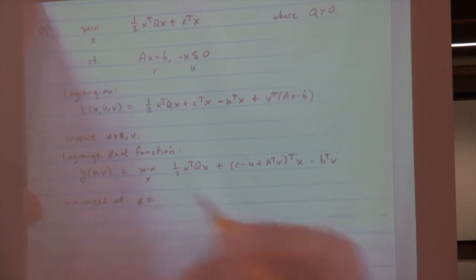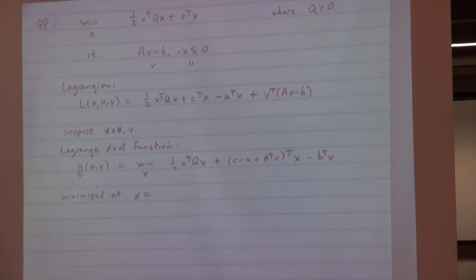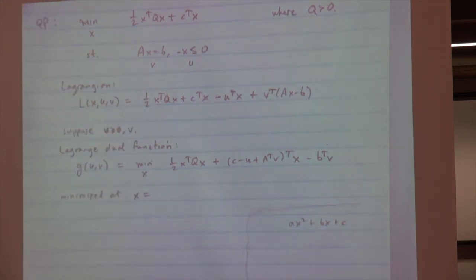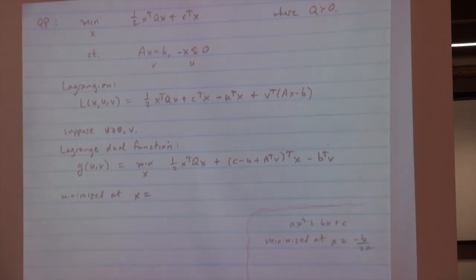What value of x is this minimized? This is how you should always remember minimization rules for quadratics, because you'll see them over and over again. If I just gave you a one-dimensional quadratic, ax squared plus bx plus c, what's the minimizer of that? Minimized at x equals minus b over 2a. So what is it for this? It's the same rule, but that's b.